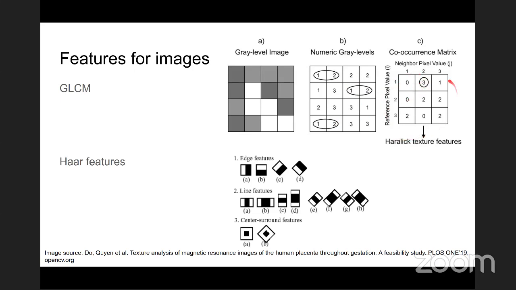So now, if you have L different gray levels, you will get an L by L matrix, which becomes your Haralick texture features. Okay, so this comes from your gray level co-occurrence matrix, and then you can summarize it even further and get some more features, a reduced set of features out of it.